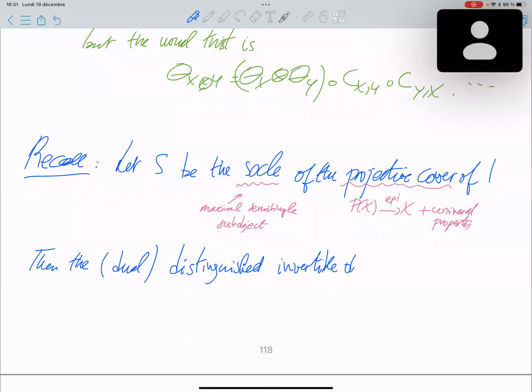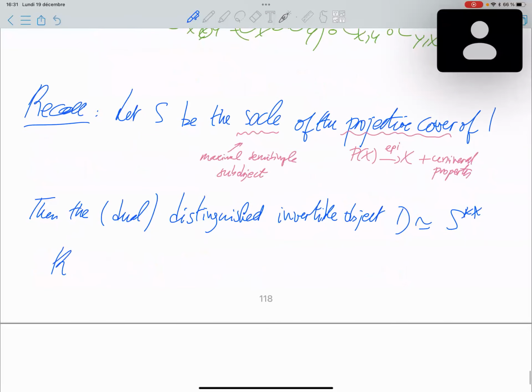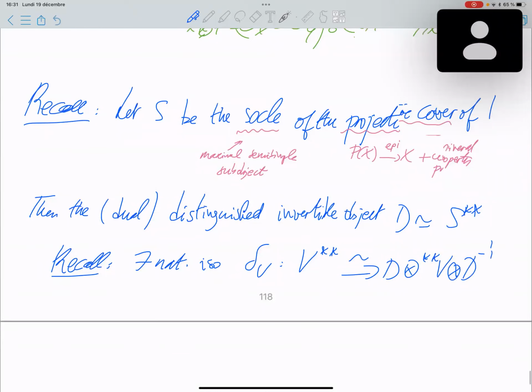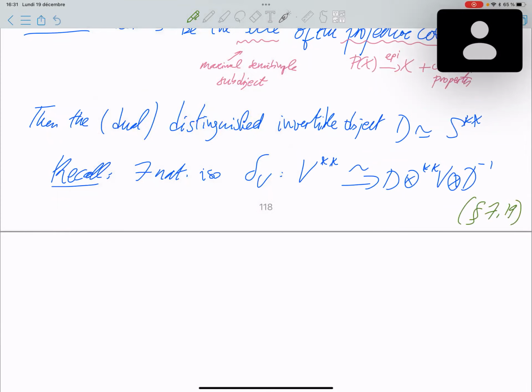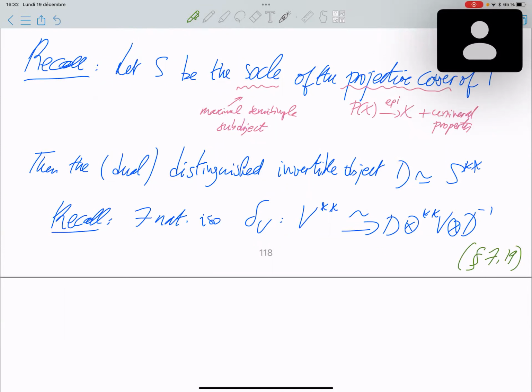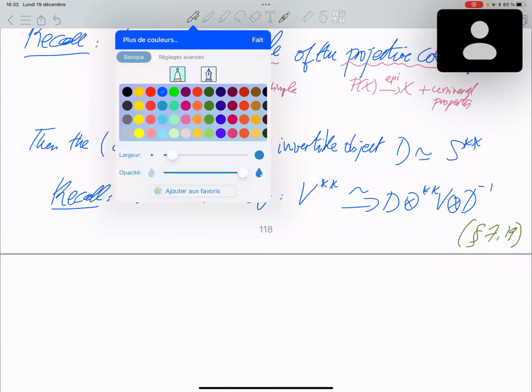Invertible object T isomorphic to the double dual of S. And recall there exists a natural isomorphism delta V, defined by a collection of isomorphisms delta V between V double star and the tensor of the double right dual of V with the inverse. This is written in section 7.19 of the book. So you have this natural isomorphism, and we will use it to state the relation we mentioned, the theorem.